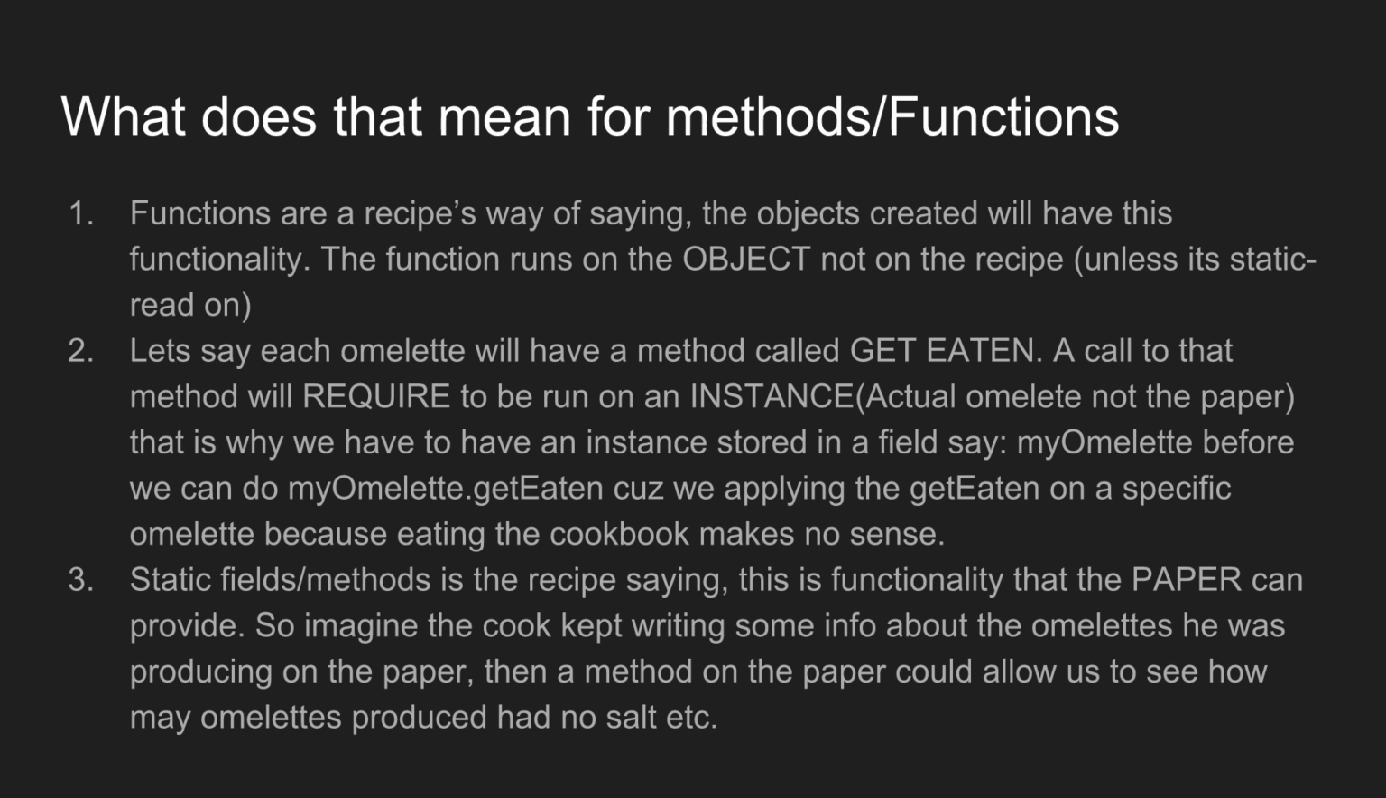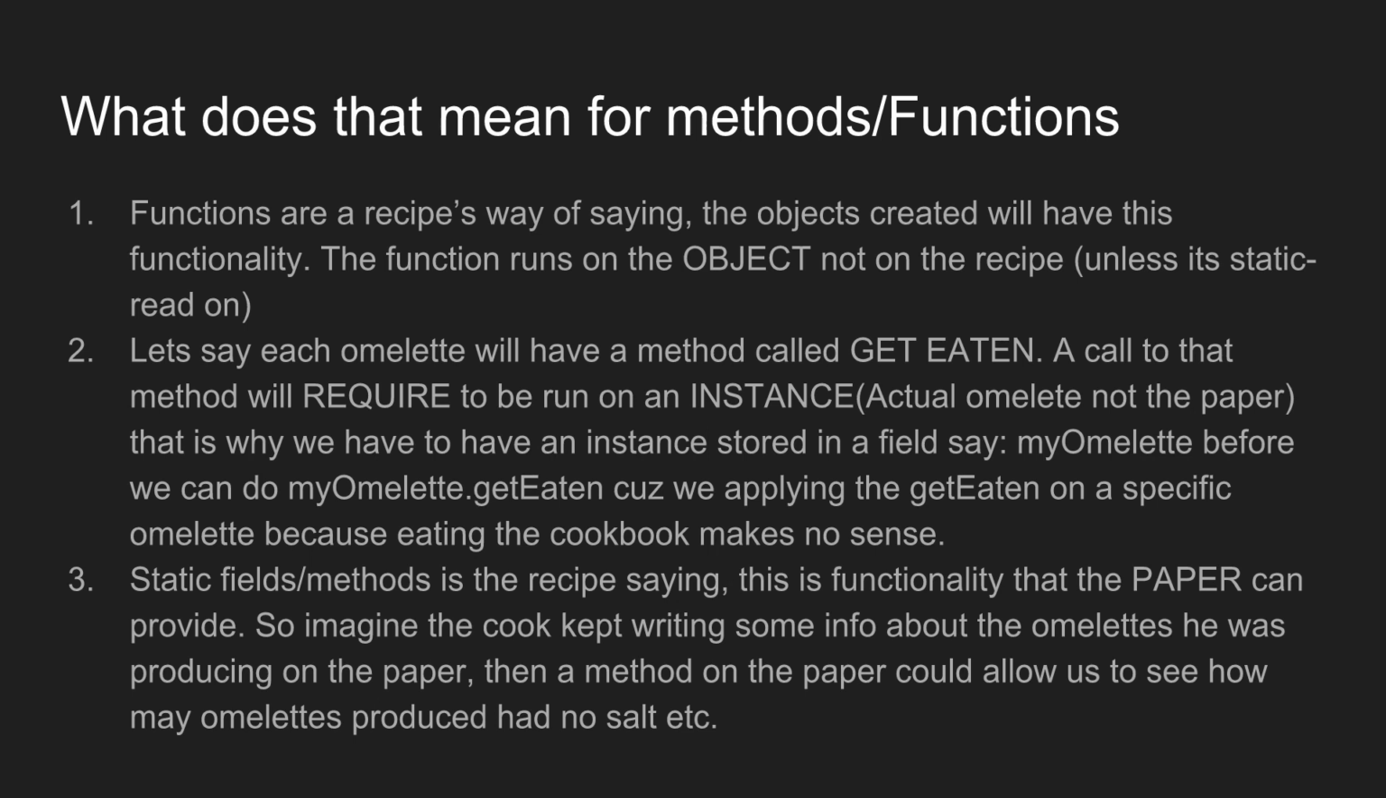Okay, so let's say each omelette has a method called get eaten. If you want to make a call to that get eaten method, you're going to require a reference to an instance. That is technically what you're saying: which omelette I'm going to eat. Without knowing which omelette you're talking to, you cannot call these methods. So you have to have a reference to an instance, or in other words, according to our analogy, an actual omelette before you can eat it.